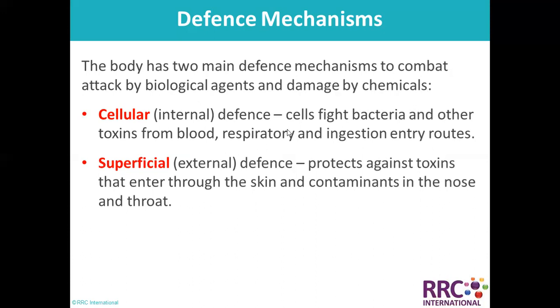Let's talk about internal defense. That means the cells fight bacteria and other toxins from blood, respiratory and ingestion entry routes. Here we can again incorporate the example of coronavirus. Anyone whose immune system was strong enough mostly had no issue with the coronavirus, because his internal defense system is so strong that he can fight back against all the terrible effects of coronavirus, until he does something terrible or ignores some health practices. Otherwise, his internal defense system is enough.